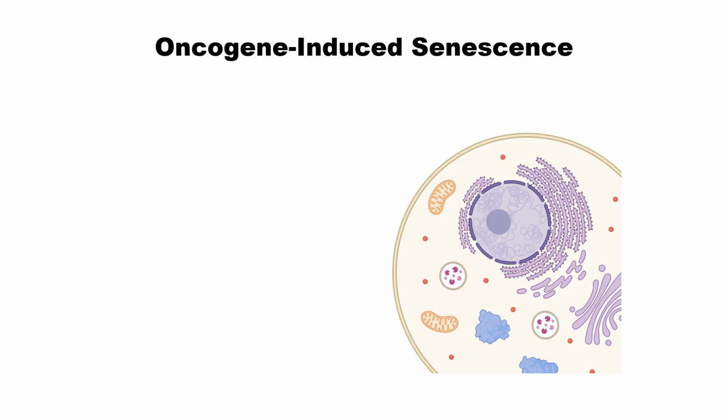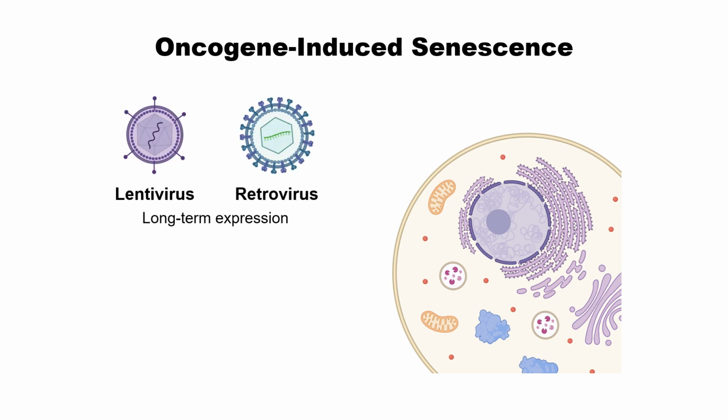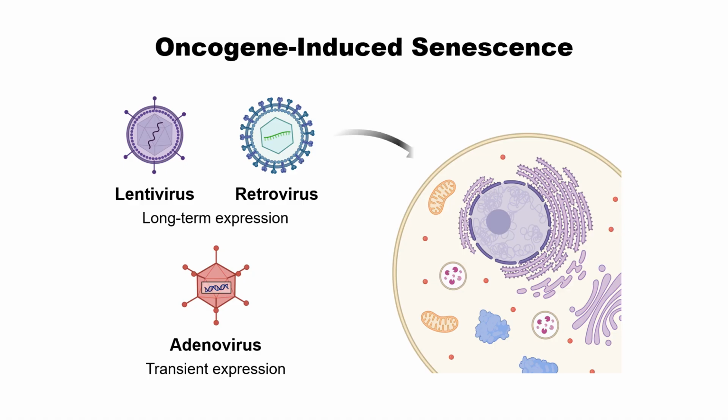Oncogene also can induce senescence. Originally, oncogene is the gene which causes cancer development. These genes can be transferred by lentivirus or retrovirus. These are for long-term expression. And adenoviruses also can be used for transient expressions. And these viruses can be used as delivery vectors.